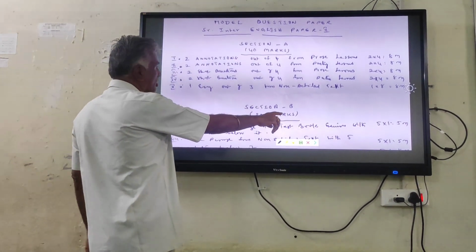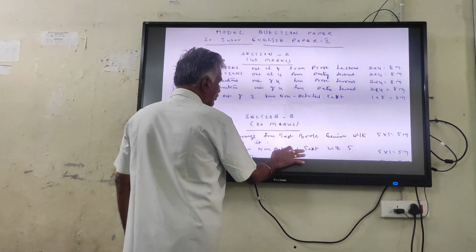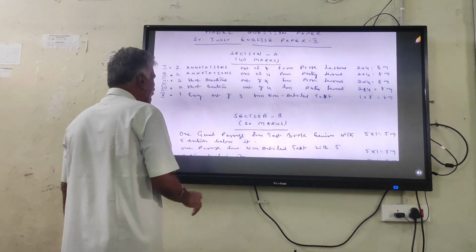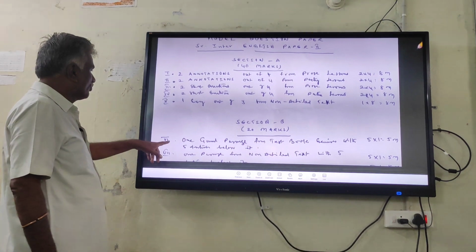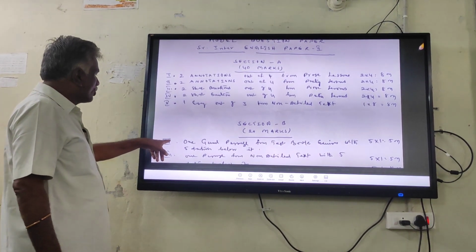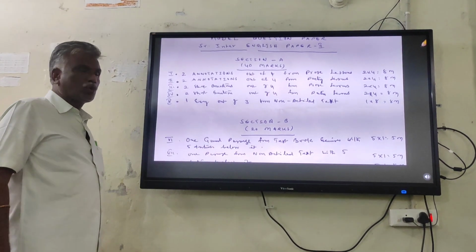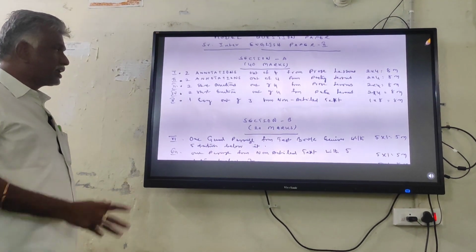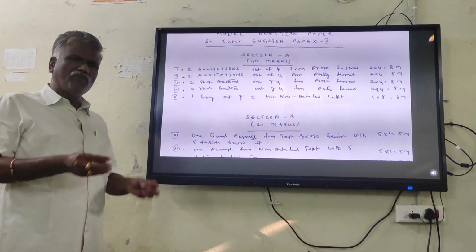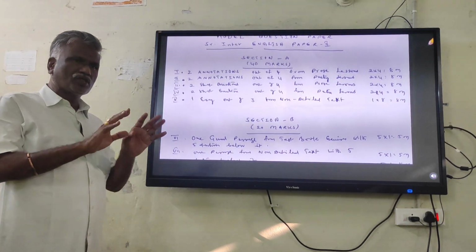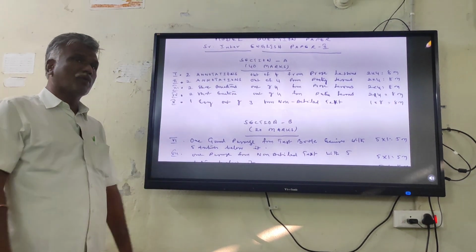Second one, Section B. This is the 6th question. Under question number 6, there is one general passage to be given from the textbook exercises. You need not go beyond the textbook. Everything is in the textbook. Just refer to the textbook. That is enough for getting even more than 95 marks.